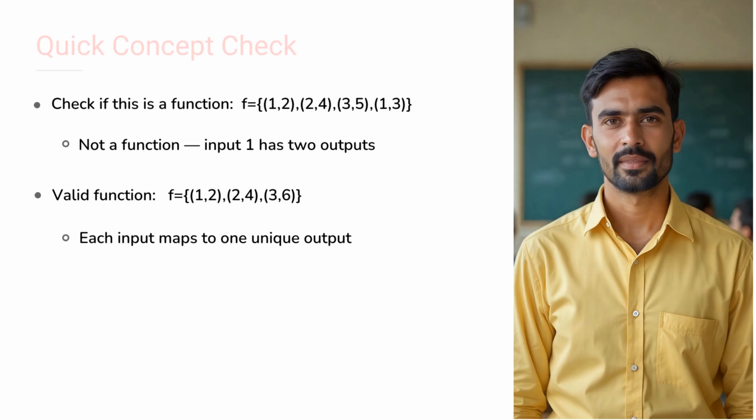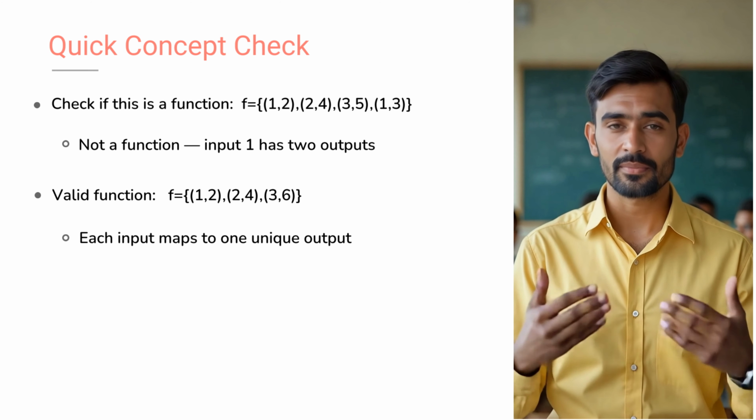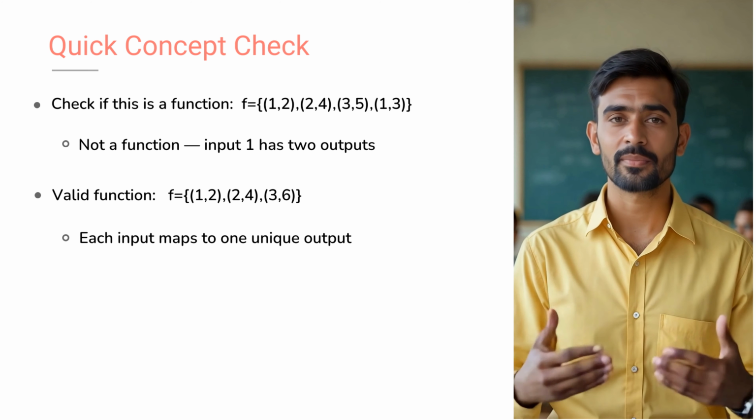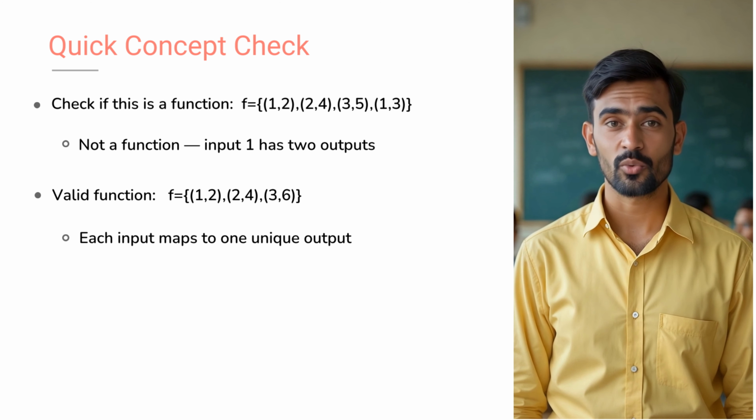Let's do a quick test. Tell me, is this a function? F equals the set {(1, 2), (2, 4), (3, 5), (1, 3)}. Something's off, right? Yes. This is not a function. Why? Because the input 1 is trying to map to two different outputs, 2 and 3. And that breaks the golden rule of functions. Each input must map to exactly one output.